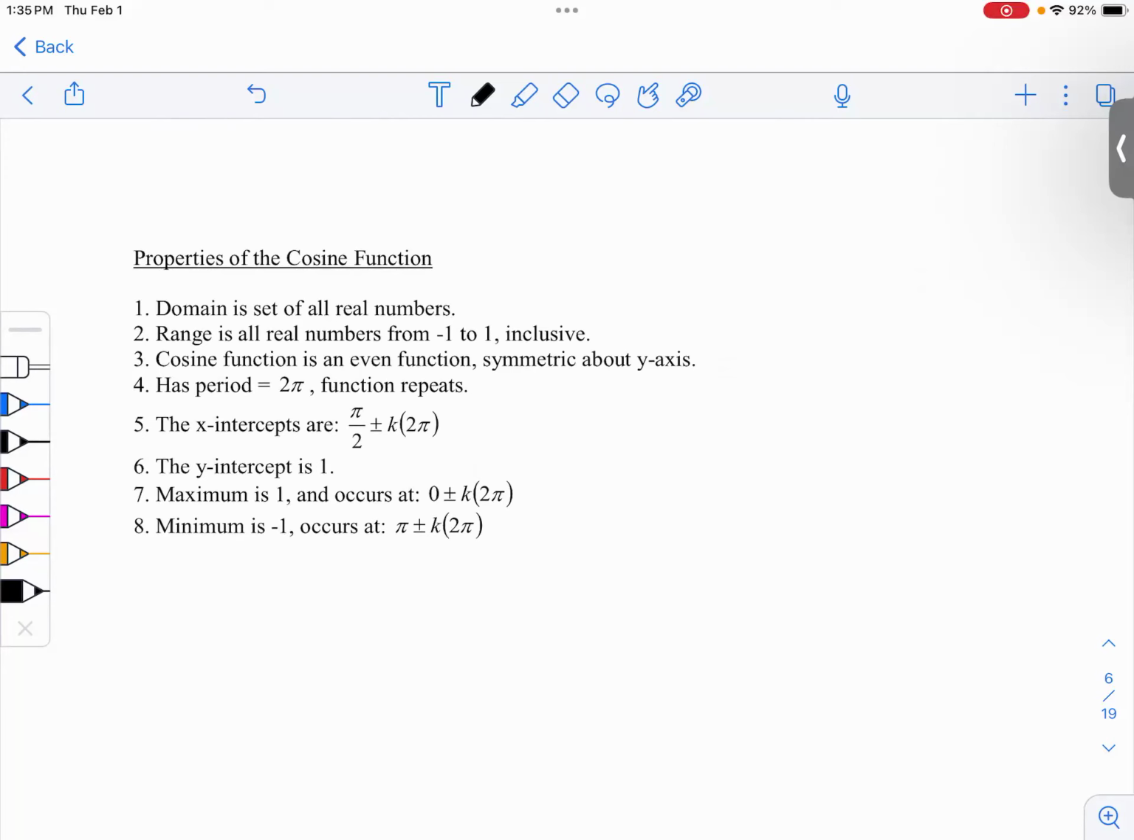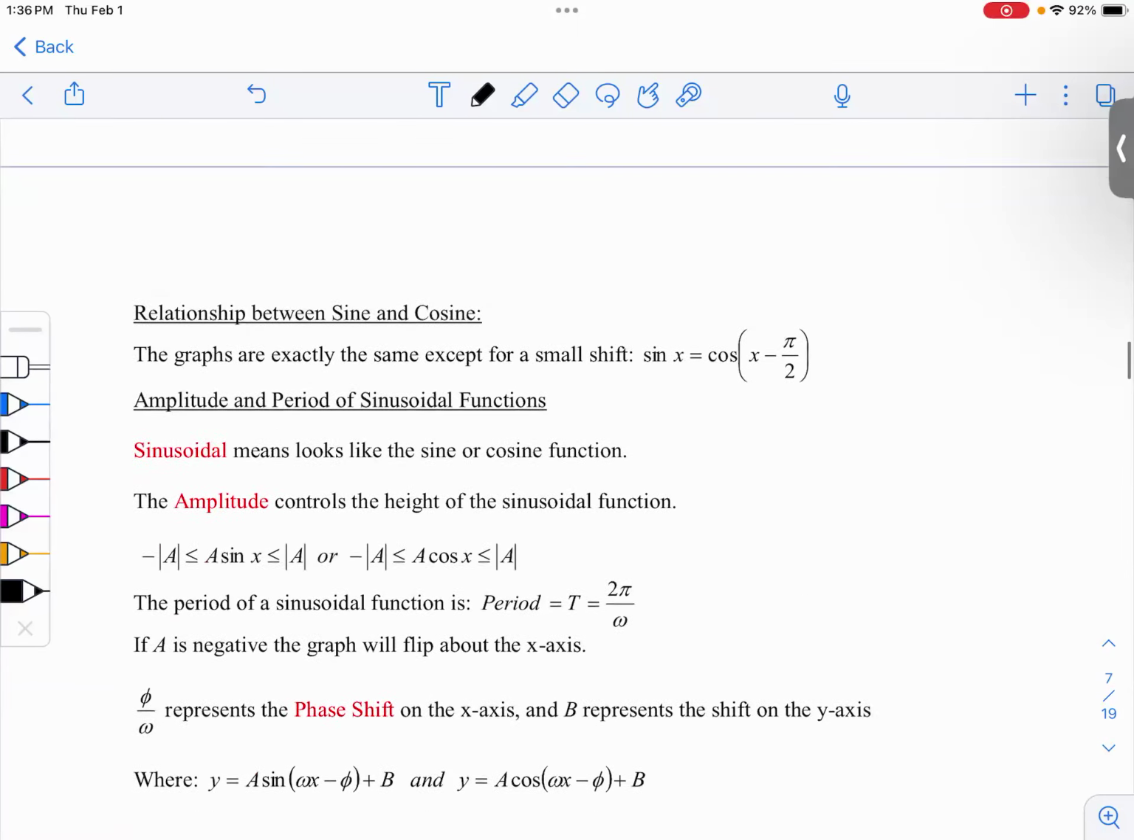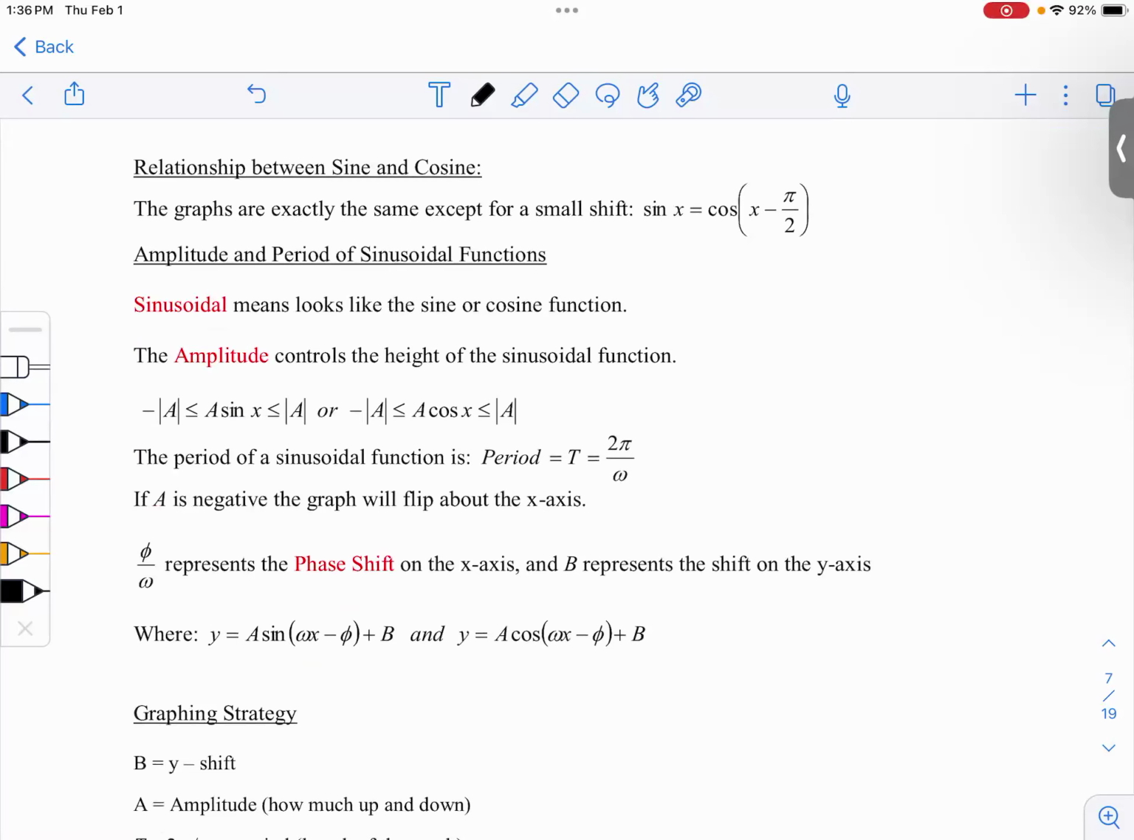So along those lines, all the properties of sine and cosine are almost identical. Domain is all reals, range -1 to 1. Cosine is even versus sine is odd because of that shift. Period 2 pi, same. X-intercepts, Y-intercept, all these are the same properties, just shifted over. And this is what I was talking about. The relationship between sine and cosine is a small shift on the x-axis. And that's what we're going to look at.